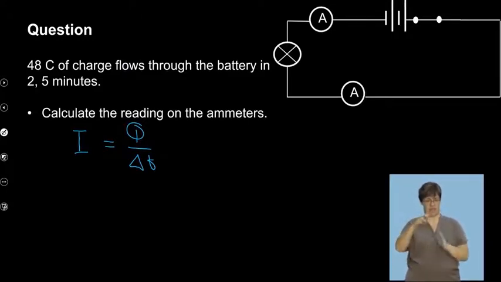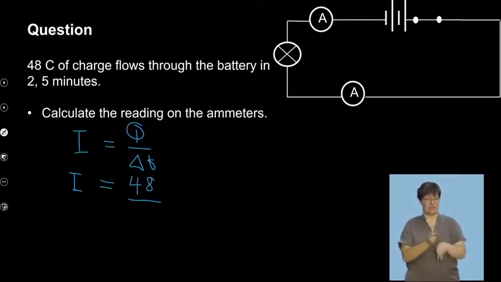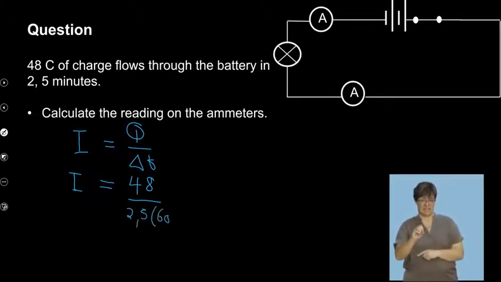Now we want to calculate the ammeter reading, right? So the ammeter reading is the current. It will give us the indication of current, okay? How much charge is that? 48 coulombs, right? Divided by how much time? 2.5 minutes, okay? Remember, the SI unit of time is the second. So this will be 2.5 multiplied by 60. Why? Because for every minute there are 60 seconds, okay?